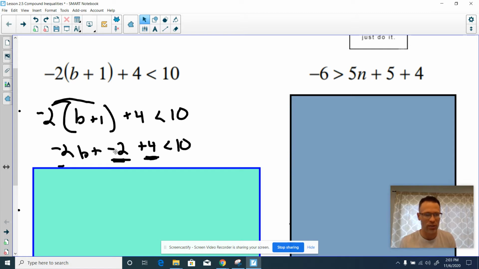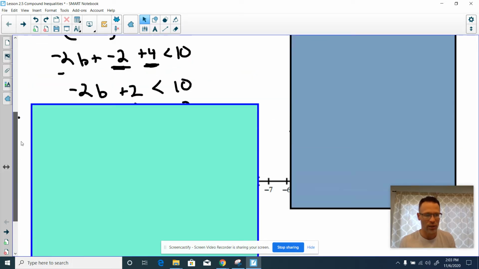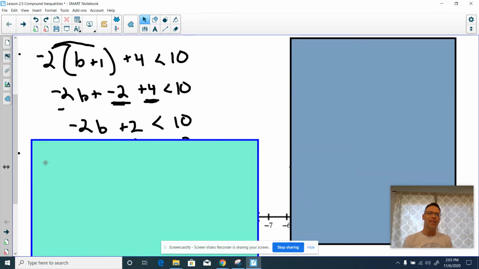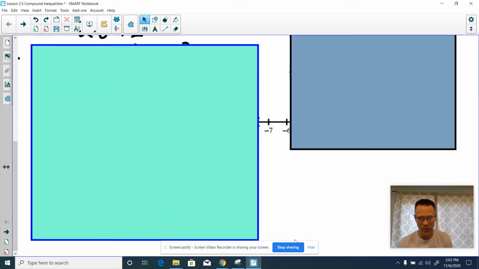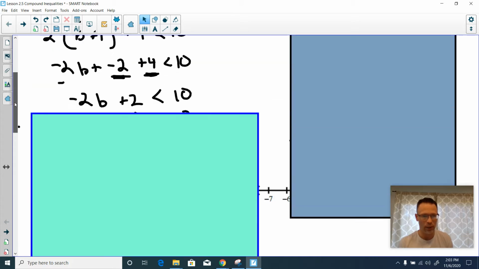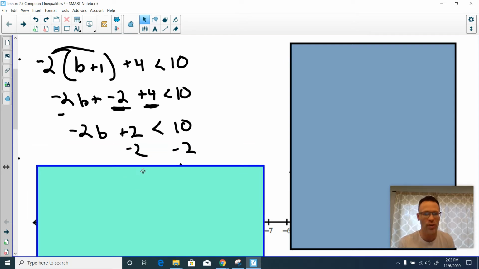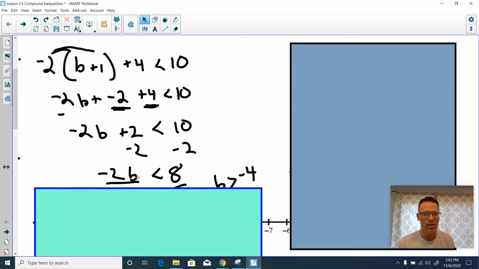I notice that I have like terms here, -2 and 4. That gives me -2b plus 2, and that is less than 10. So now I have a two-step inequality. What's happening to b? It's being multiplied by -2. I add 2, so my first step is subtract 2. Undo that. That gives me 8. Then I have -2b is less than 8.